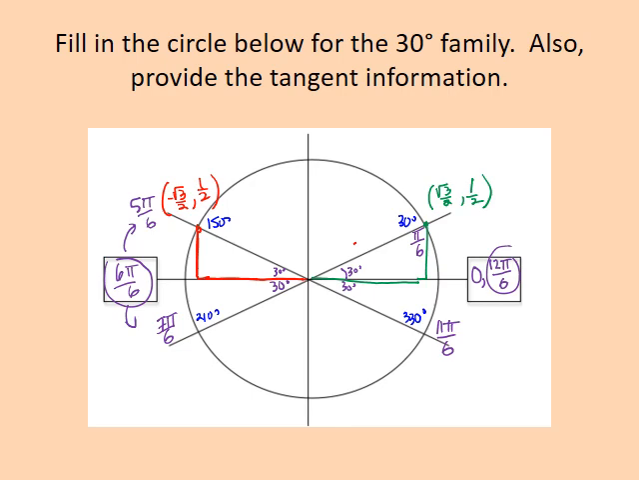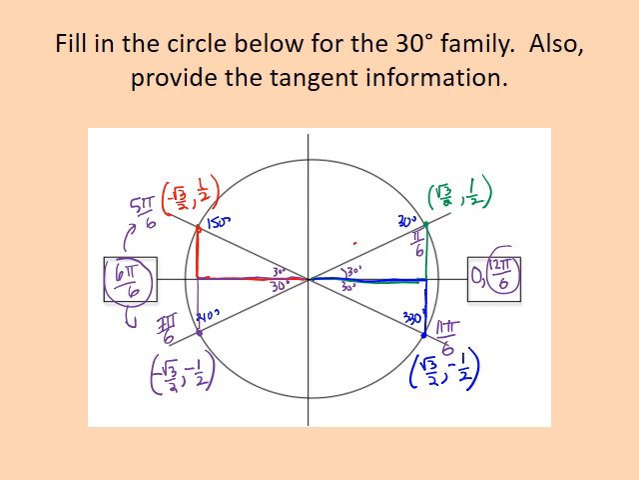In the third quadrant, we still have the length root 3 over 2, and it's still negative. And we still have the length 1/2, but it's going down, so it's also negative. So in the third quadrant, our coordinate is negative root 3 over 2, comma, negative 1/2. In our last quadrant, the x value, which is root 3 over 2, is positive, but our y value is negative 1/2. So the coordinate in the fourth quadrant is root 3 over 2, comma, negative 1/2.